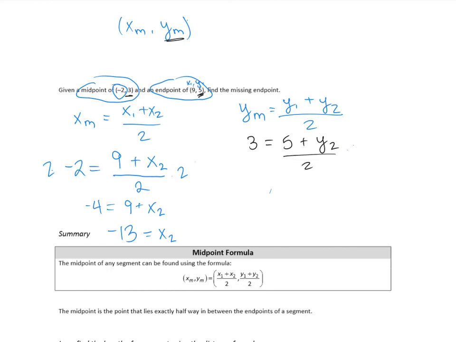We're all plugged in. I'm going to multiply by 2 both sides to make this horrible fraction go away. So I get 6 equals 5 plus y2. I subtract the 5, I get that 1 equals y2, sorry, that should be y2, guys, so sorry. So my final answer for that missing endpoint is -13, comma 1.